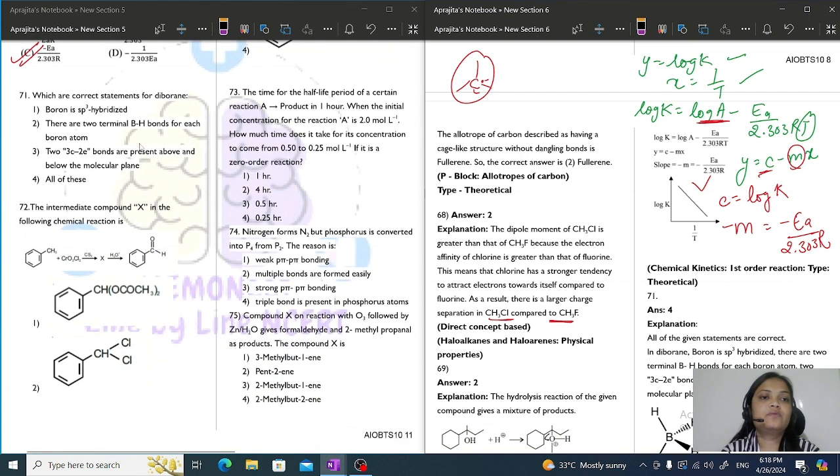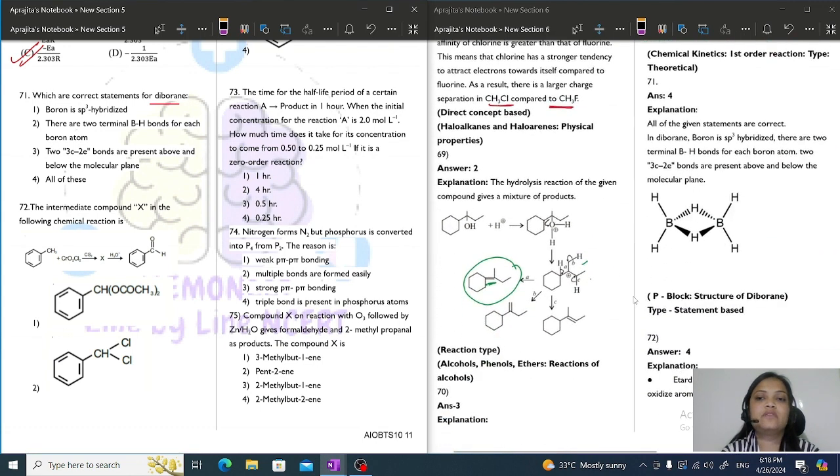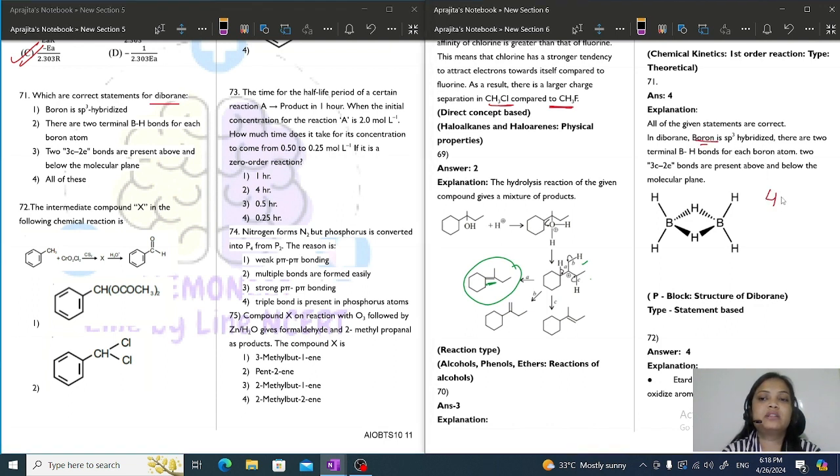Question number 71. Which are correct statements for diborane? Let's have a look at the structure of diborane. In diborane, boron is sp3 hybridized, means it is having 4 hybrid orbitals, having 1 electron in each of only 3 of them. 2 are forming terminal bonds here. Now you know that there are 4 hybrid orbitals, and the other ones are having 1 electron and 1 electron. That electron will be shared and a banana bond is formed. This bond is called a 3-center 2-electron bond.